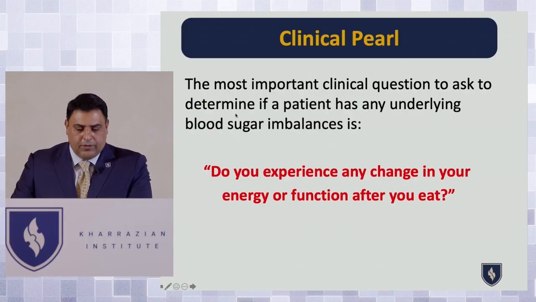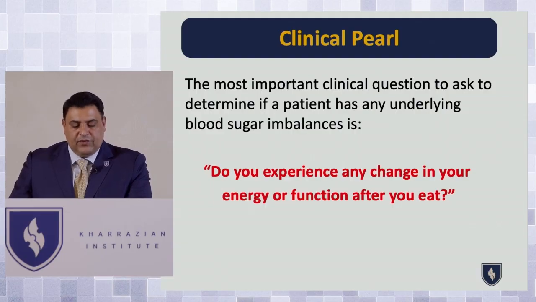And then you want to look at their diet and lifestyle and see if there are mechanisms that promote that pattern. Clinical Pearl, the most important clinical question to ask to determine if a patient has an underlying blood sugar imbalance. This is one of the things you should always ask in your medical history: do you experience any change in your energy or function after you eat?